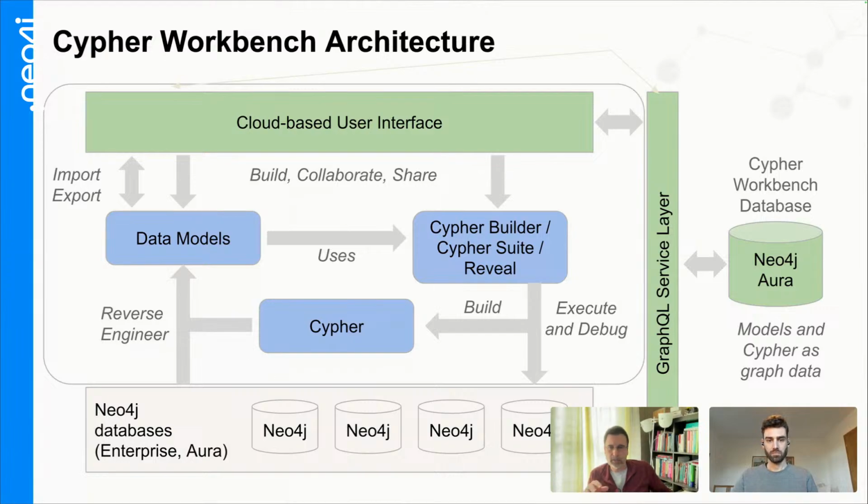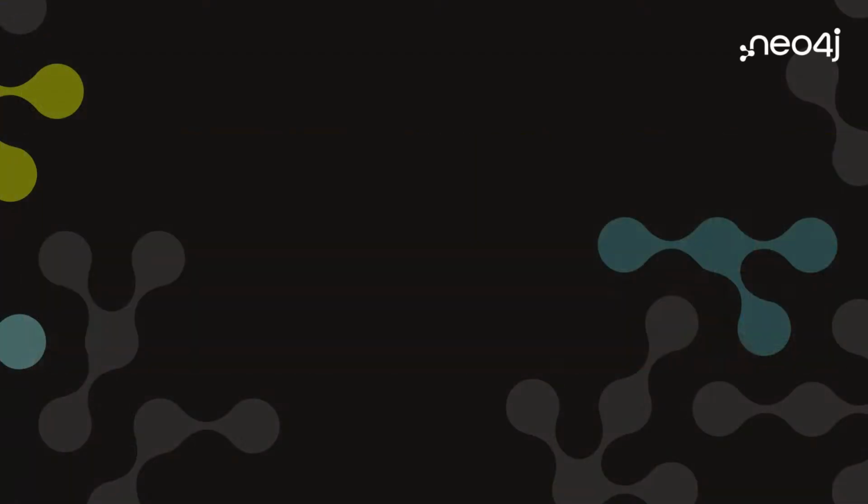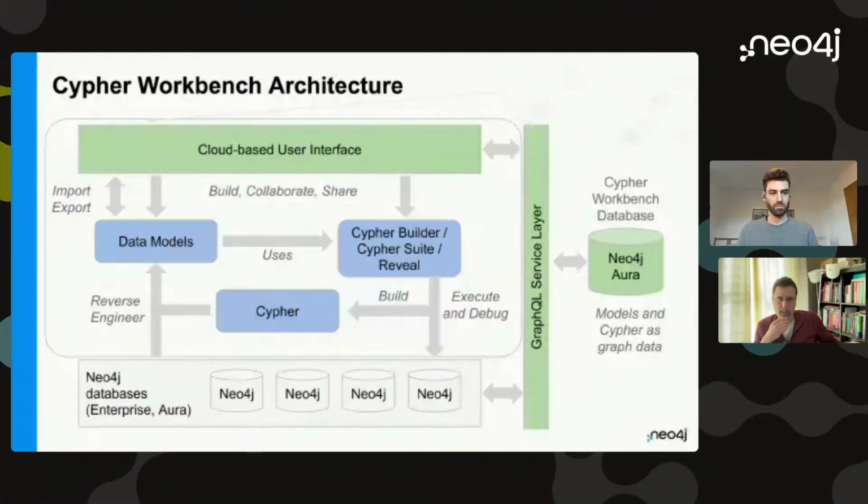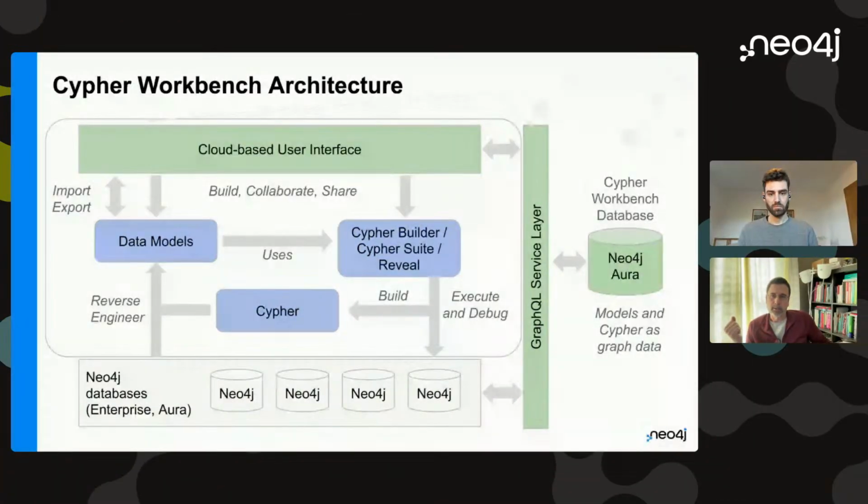And I have this little architecture slide. Workbench is a 3-tier architecture. The first part here, there's a big box in the middle. There's a React front end, and that's what we're going to be seeing today, basically. There's a GraphQL API layer, and then all the data that Workbench captures about the data models you're working with gets stored in a Neo4j Aura database.